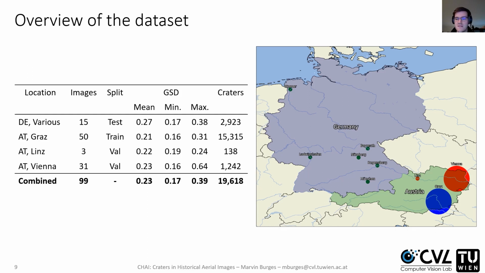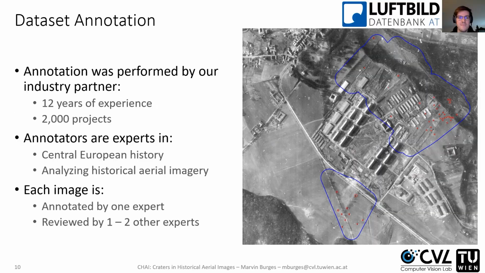Okay, so let's start with an overview of the dataset. As you can see, it contains data from Austria and Germany. Our training data is from Graz and the area around it. It's about 50 images and 15,000 craters. Our validation data is from Linz and Vienna, and our test data is from Germany. In total, we have 99 images and about 20,000 craters.